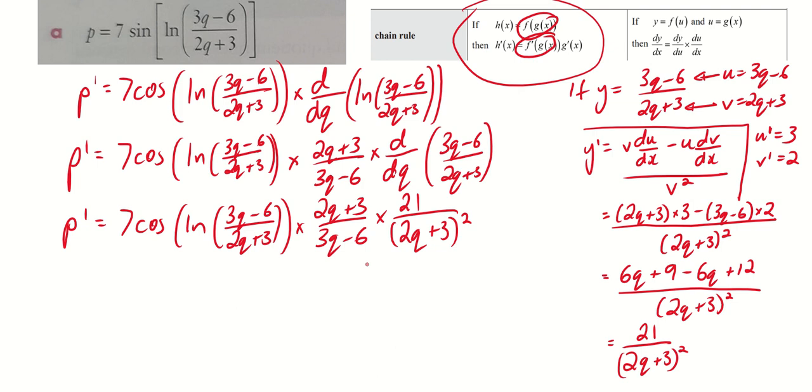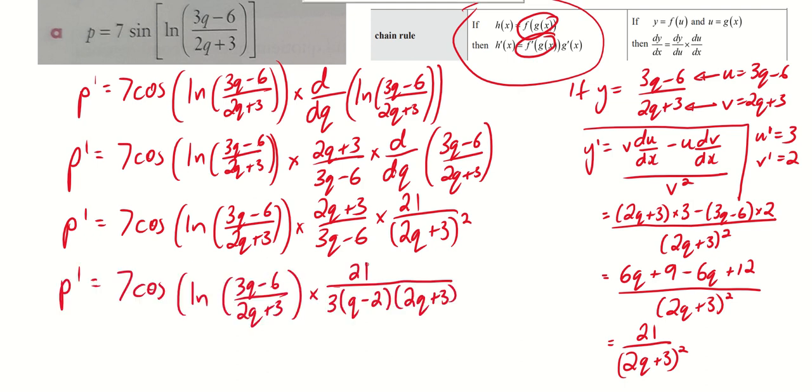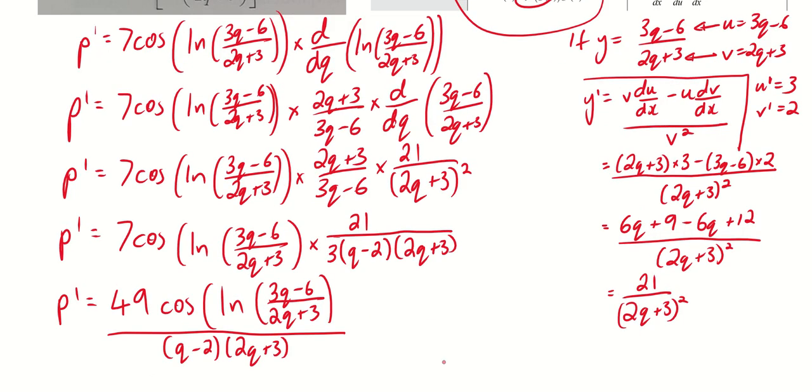Now it's just looking for, is there any simplification that we can do? So I'm just looking at these 2q plus 3's. I'll be able to cancel some of them there, and on the bottom, got a bit of a common factor. So just taking out the common factor 3 there and cancelling this with the squared on the bottom. So 21 on 3 is just 7, so 7 7's 49. Okay, so this is what the derivative should be.